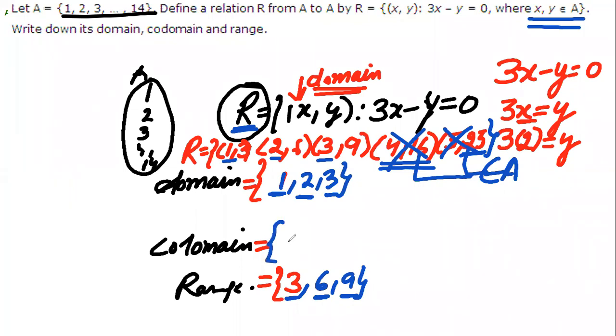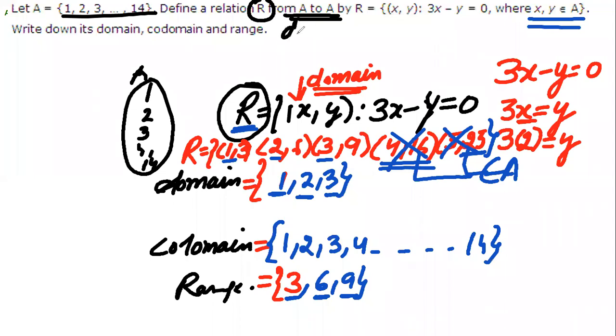Same as, can we find the codomain here? What will be the codomain? Codomain is the complete set. So what is the complete set? This is 1, 2, 3, 4 up to 14. Why did I write it this way? Because our relation is from A to A. So this is our domain and this is our codomain. We cannot call it the domain, because you have to take only those values which satisfy it. So it is codomain here. I think these things are clear to you.